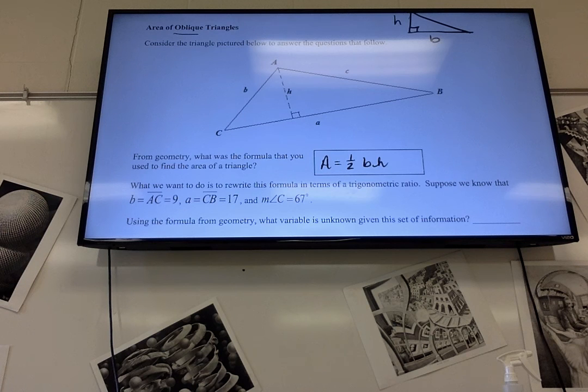What's another name for the height? Does anybody remember? What's another name for the height? It's also called the altitude. Think of it as like height of the mountain, the altitude of the mountain. Same thing. And then they've labeled these sides here based on where they are compared to the angle.